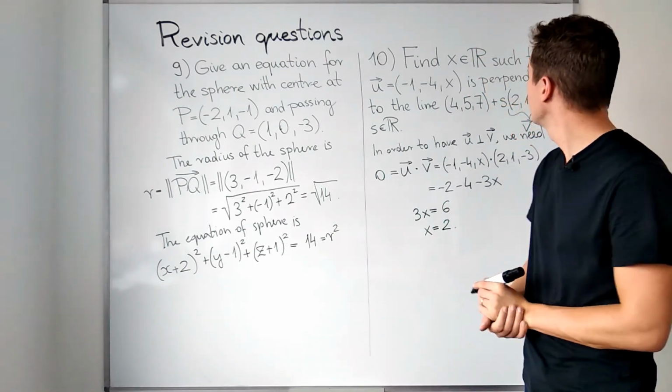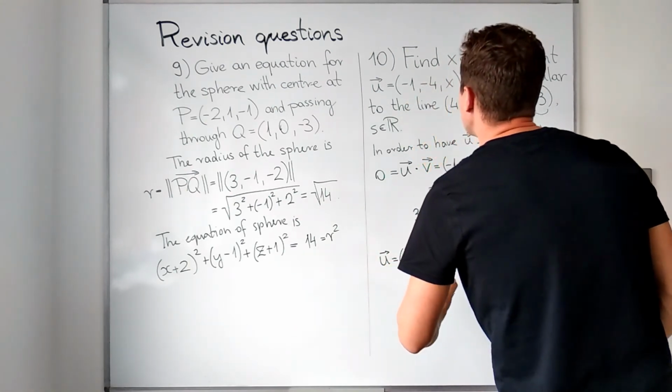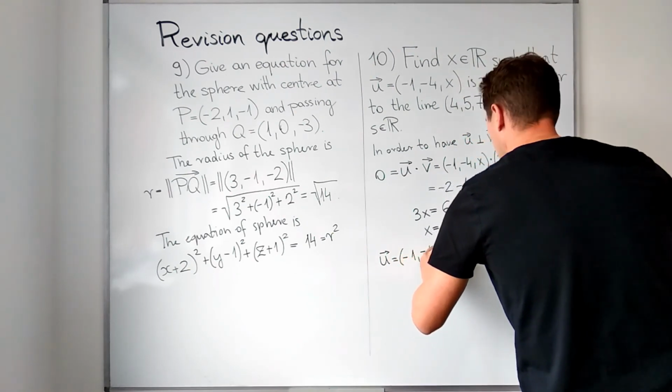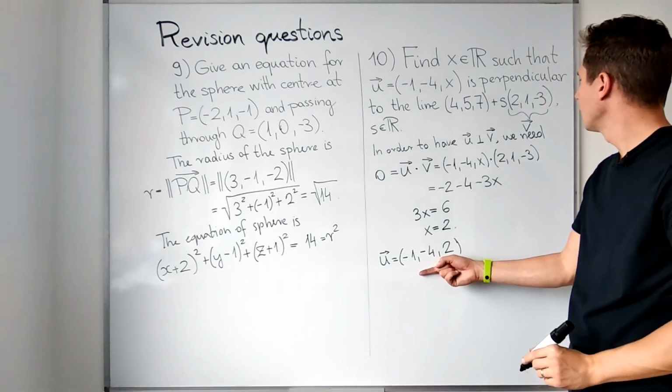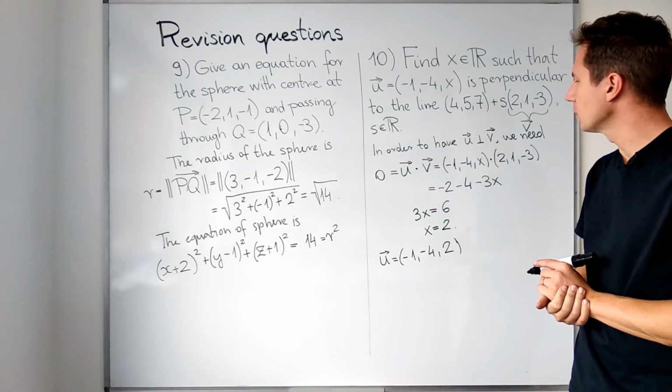So the vector u has the coordinates -1, -4 and 2. And you can check that this vector is indeed giving you a 0 scalar product with v.